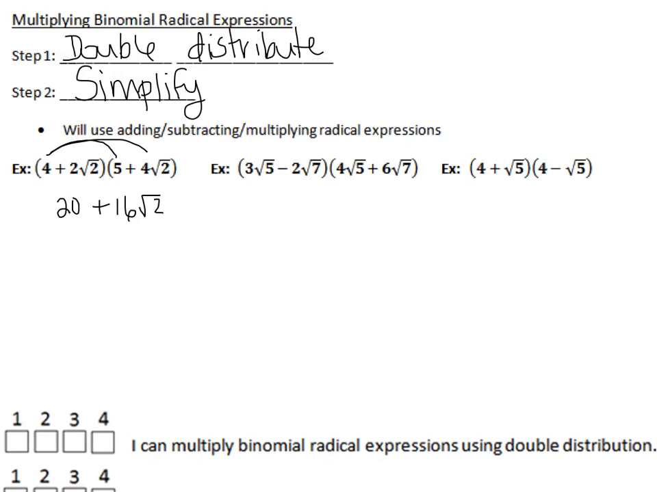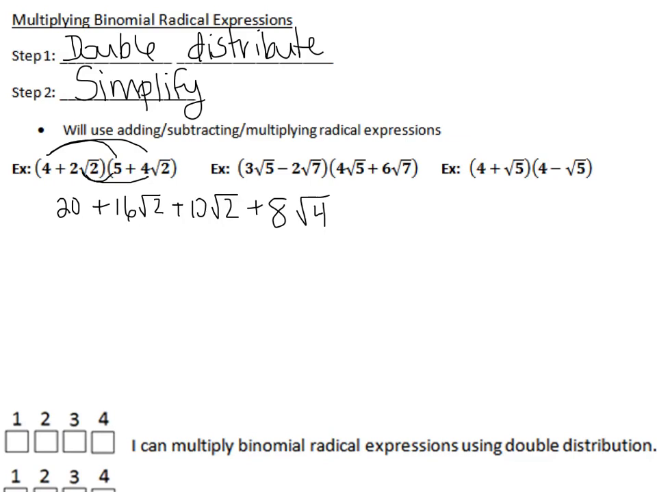Now taking the second term, 2 radical 2 times 5. Again, this 2 is on the outside and this 5 is on the outside, so they'll multiply together and give me 10 radical 2. And then 2 radical 2 times 4 radical 2. Outside with outside, so 2 times 4 gives me 8. And then the square root of 2 times the square root of 2 gives me the square root of 4. And now I'm going to look to simplify all of this.